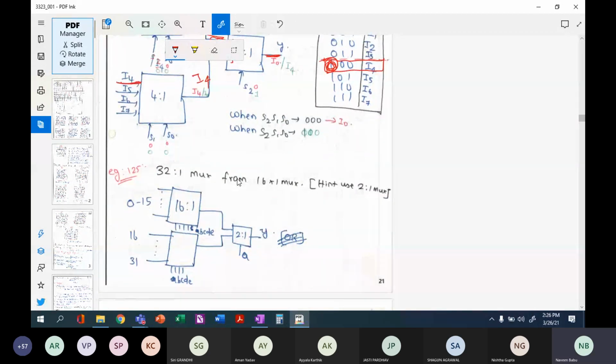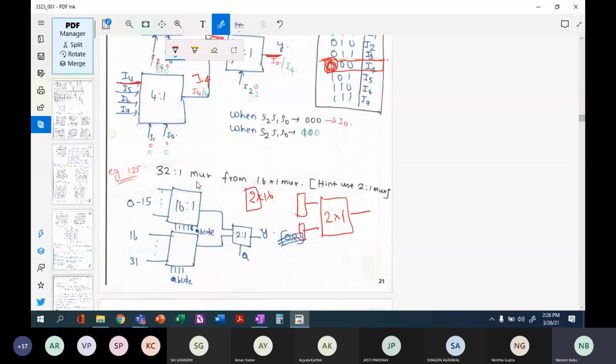Now, another example here. Use a 32 cross 1 multiplexer using 16 cross 1 multiplexers. So 16 cross 1 means 2 to the 4 is 16, right? So I will need two 16 cross 1 multiplexers. And how many outputs will there be? When I have two 16 cross 1 multiplexers, I will have two outputs. For the second stage, how many multiplexers will I require? I will require a 2 cross 1 multiplexer for my second stage. So hence a hint has been given, use a 2 cross 1 multiplexer also.